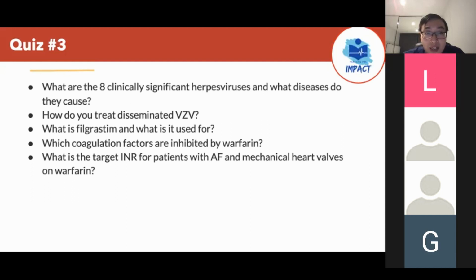How do you treat disseminated VZV? Well, at least 48 hours of IV acyclovir, then step down to oral valacyclovir when clinically improved for a total of 10 to 14 days of antiviral therapy. What is filgrastim GCSF? What is it used for? To boost neutrophil numbers. What coagulation factors are inhibited by warfarin, the TV channels, so 2, 7, 9, and 10. And what INR target is appropriate for patients with AF and mechanical heart valves on warfarin, 2.5 to 3.5.